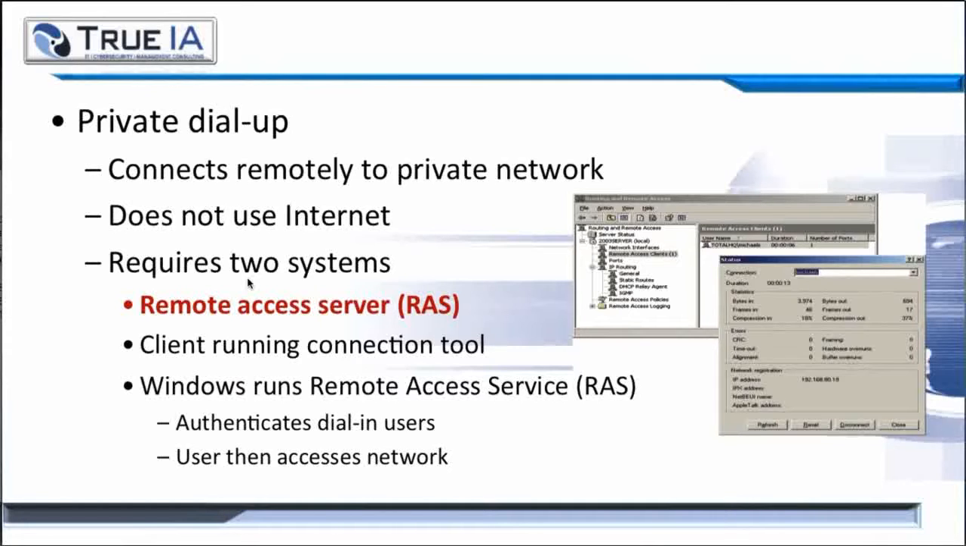which is only one step removed from a private dial-up. This connects remotely to a private network. It doesn't necessarily require the internet, it requires two systems. It requires a RAS, or a remote access server, and a remote access server's clients.